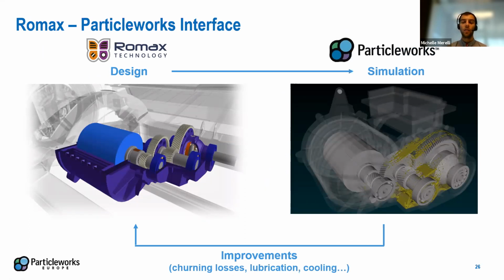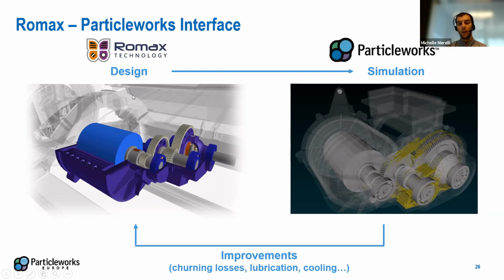So what we can actually do inside Romacs is now to directly transfer and then implement from the same CAD a CFD simulation. So it's very easy to transfer this kind of model that is used for, let's say, gear design and also stress analysis. It's very easy to transfer this geometry to a simulation that is able to give us, in this loop, information about churning losses, lubrication levels, and cooling efficiency.